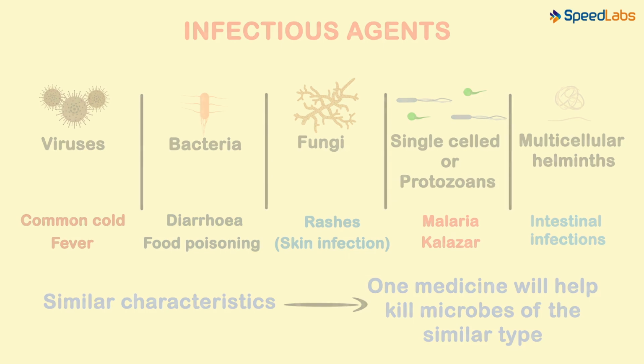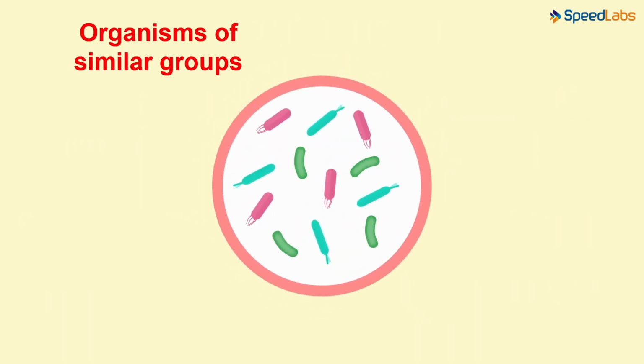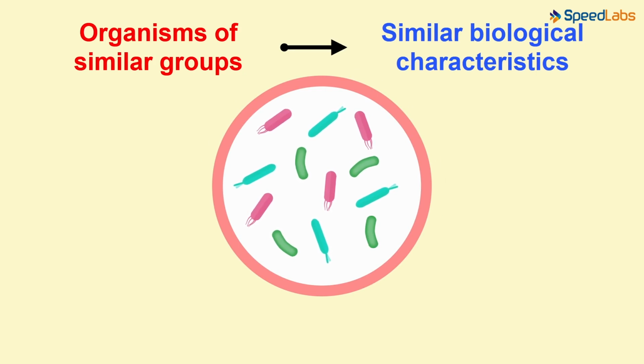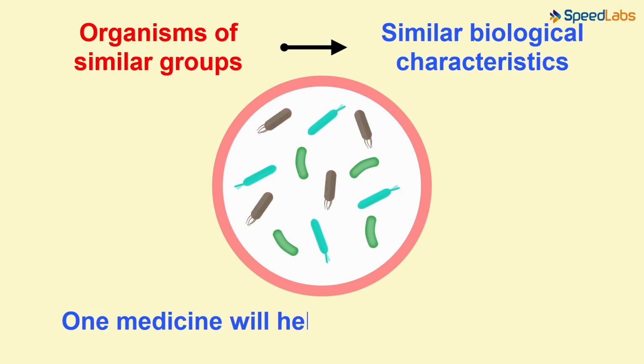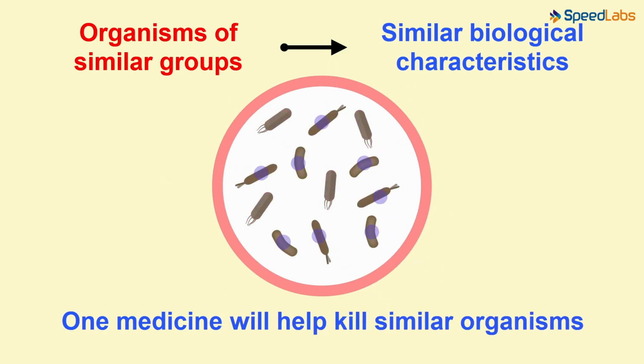Surely, let me explain. Organisms of a particular group will have common biological characteristics. Don't you think they will work in a similar way as well? Yes, they do. That is precisely why we group them into one category. Now, one medicine will help kill organisms which function in the same way. Now, how does that work?